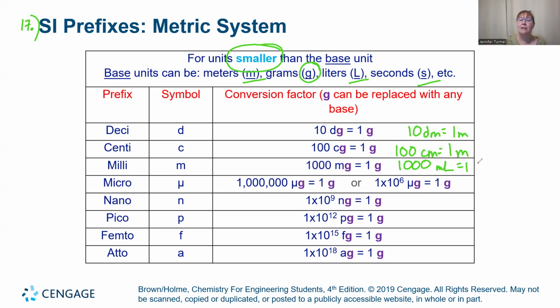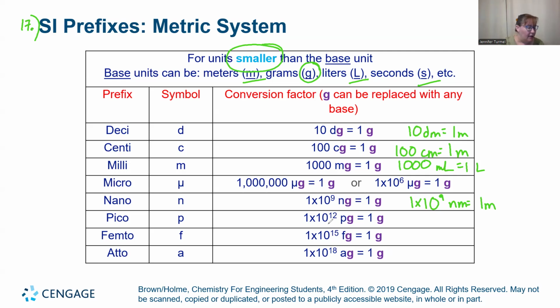1,000 milliliters in 1 liter. Here we've got micrograms, but it could be micrometers or microliters. Microliters are used a lot in biotech. Here you've got 1 times 10 to the 9th nanograms in 1 gram. But more commonly, we're going to use this in light, so this would be 1 times 10 to the 9th nanometers in 1 meter. So you can change any of these base units to match.